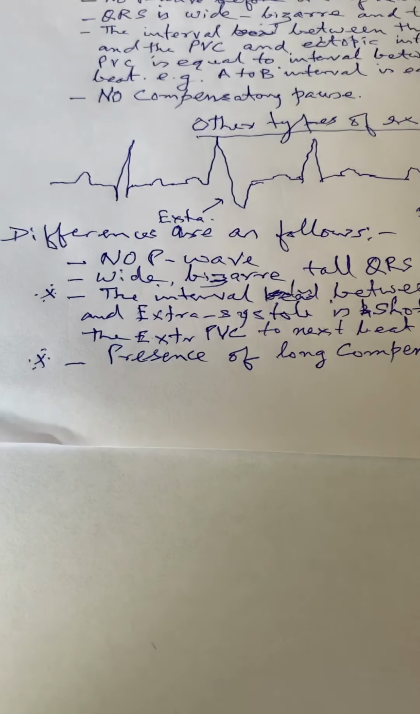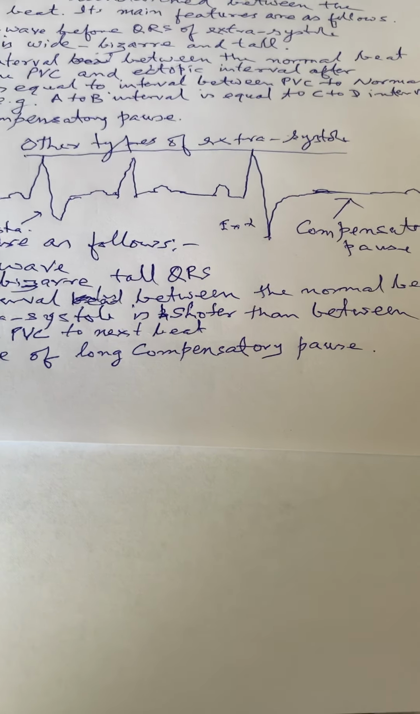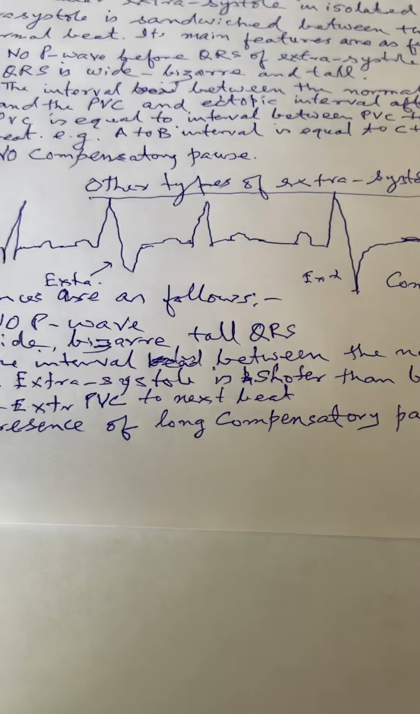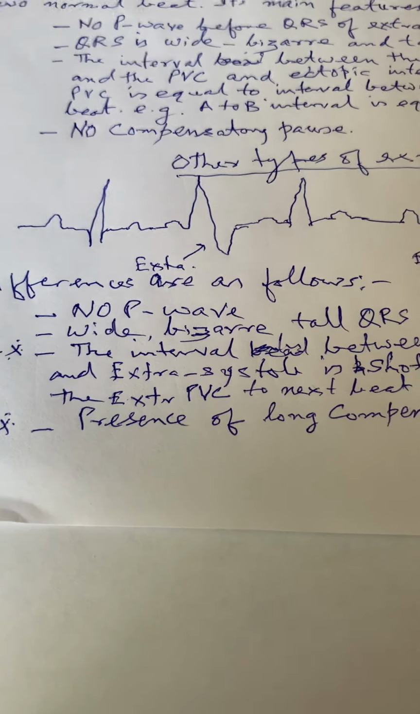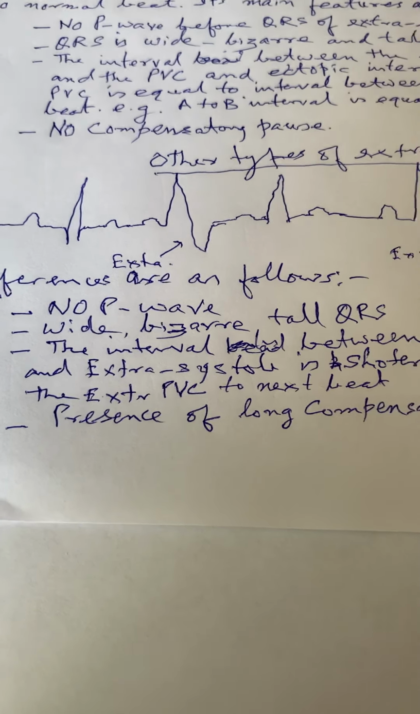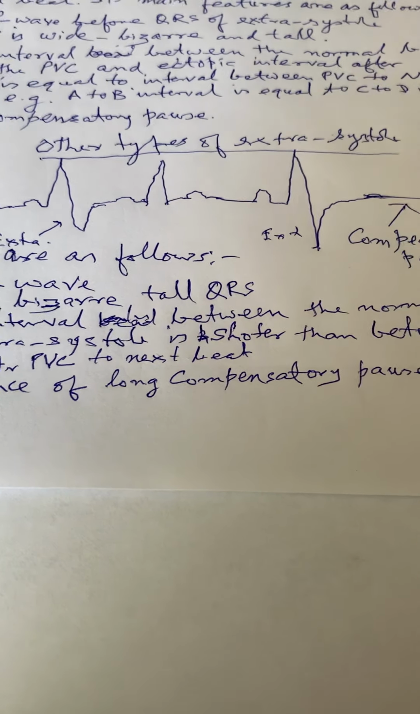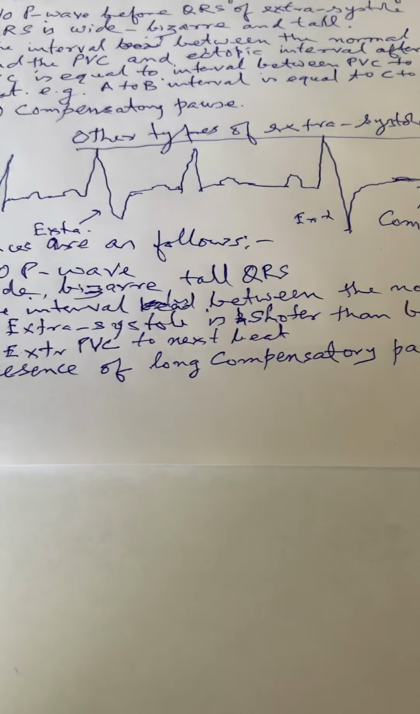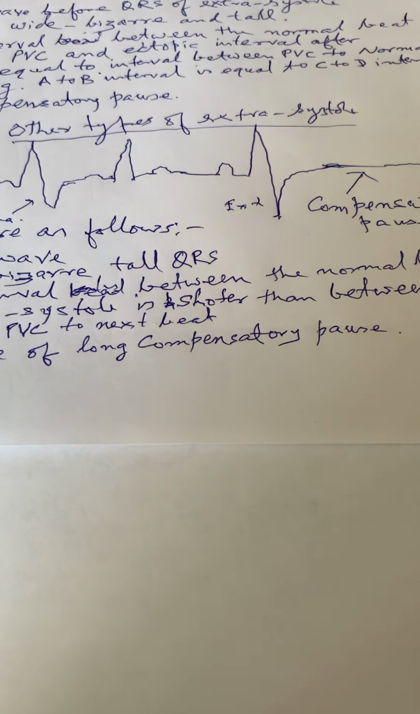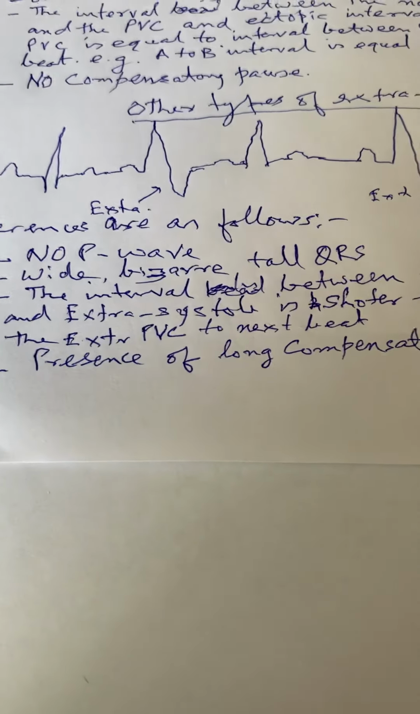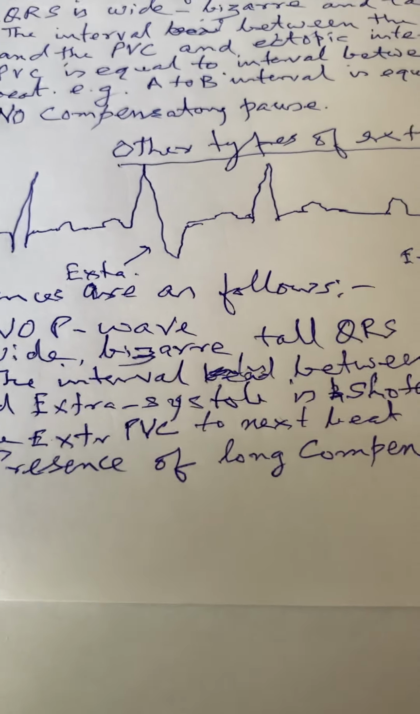And there is a last point, that there is a presence of a long compensatory pause after the QRS complex in extrasystole. So the difference you note between isolated, interpolated extrasystole is that the interval between the normal beat and extrasystole is shorter than between the extrasystole and the following normal beat, and there is a long compensatory pause.